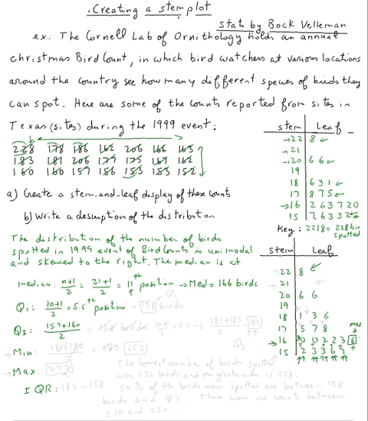That should be 158.5. So we can't use that. You can use 158 or 159; both of them are correct. We can't say 0.5 bird. So 158 birds. That's Q1, the first or lower quartile.